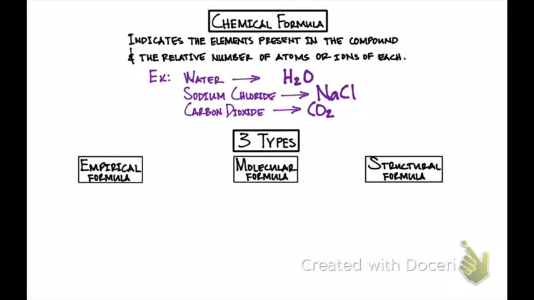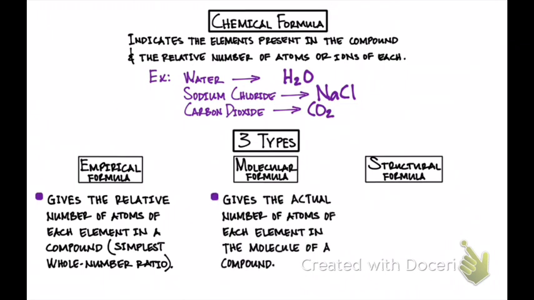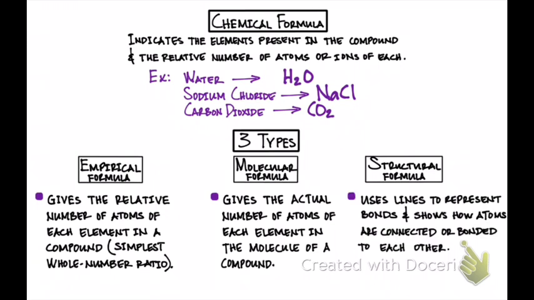By definition, empirical formula is the formula that gives the relative number of atoms of each element in a given compound. In other words, it's the simplest whole number ratio between the elements. Before I give you an example, let's look at the definition of the other two first. The second one here is called molecular formula, and this gives the actual number of atoms of each element in the molecule of a given compound. And finally, structural formula uses lines to represent the bonds and shows how atoms are actually connected or bonded to each other. So let's look at an example.